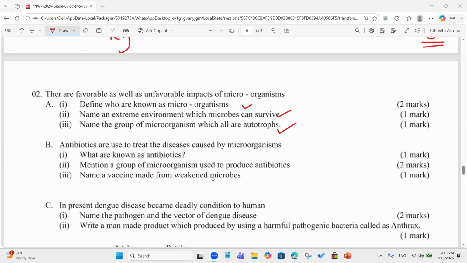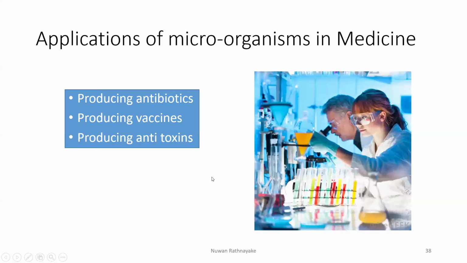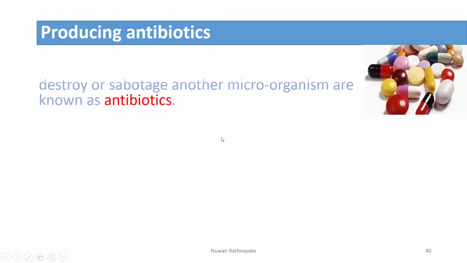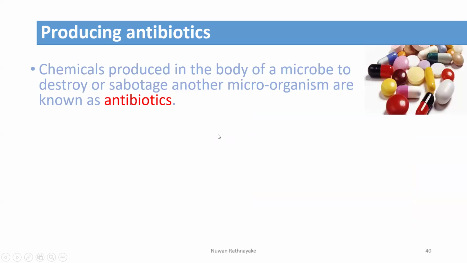Under the medicinal applications, right? We learned there are three main medicinal effects of microorganisms: producing antibiotics, vaccines, and antitoxins, right? So under antibiotics, you learned the definition. They are the chemicals produced in the body of a microbe to destroy or sabotage another microorganism, right? They are called antibiotics. And you learned several antibiotics: penicillin, amoxicillin, tetracycline, erythromycin, and they are used for bacterial infections.